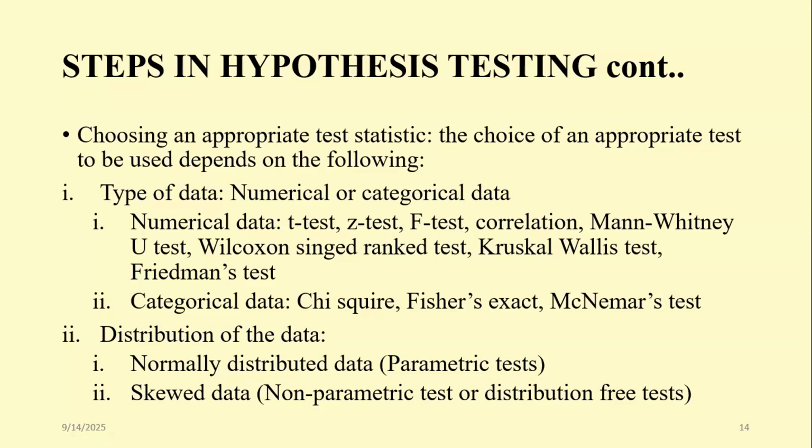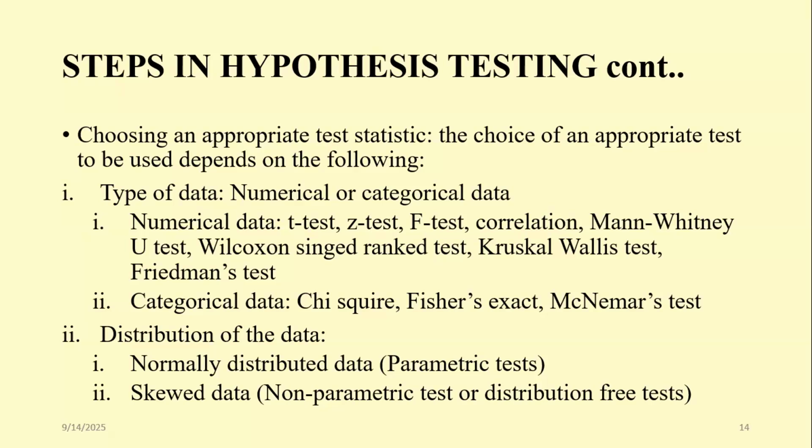And how do you know whether your data is normally or not normally distributed? Number one, if you have a large sample size, you just assume that your data is normally distributed. And a large sample size starts at 50. If your sample size is 50 and above, it's likely that your data is normally distributed.